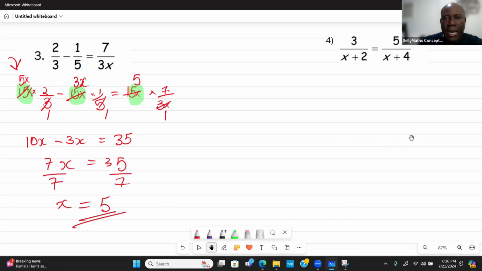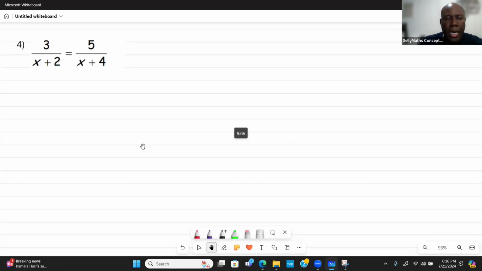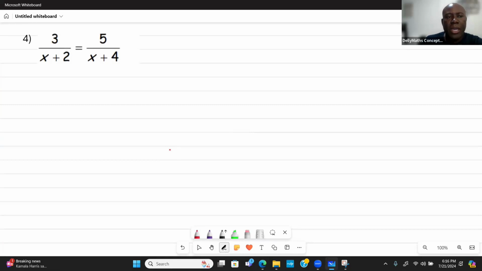All right, let us take a look at number 4. At number 4 here, what I have is 2 different denominators, an x plus 2 and an x plus 4. There are many ways to do this, but I'm just going to continue working the way I have been working. So a term that we could use for this is that we could multiply throughout by x plus 2 into x plus 4. For example, x plus 2, x plus 4. That's my LCM, and we're going to use it to multiply by 3 over x plus 2.